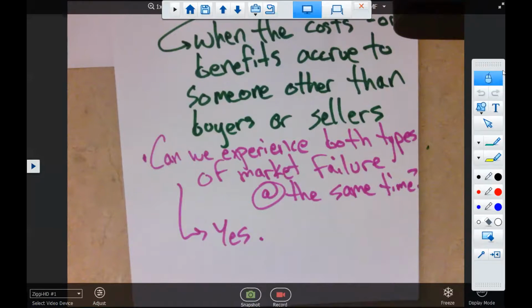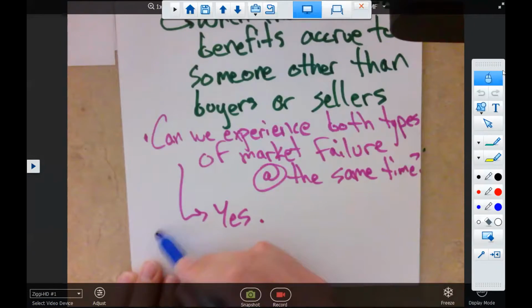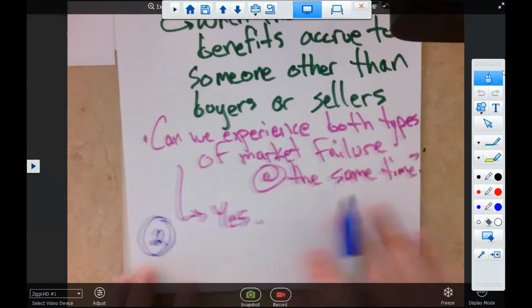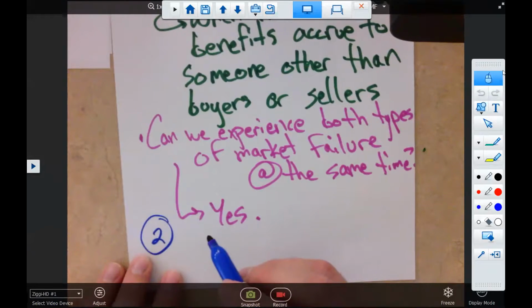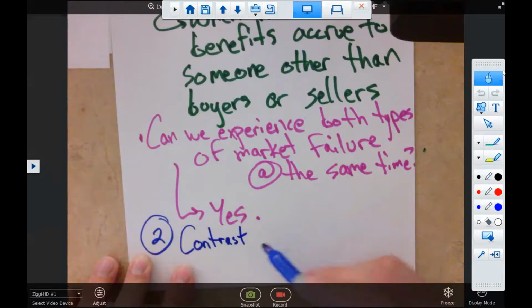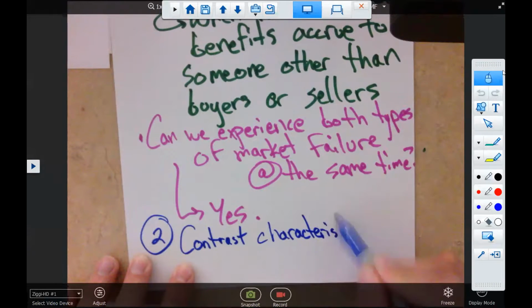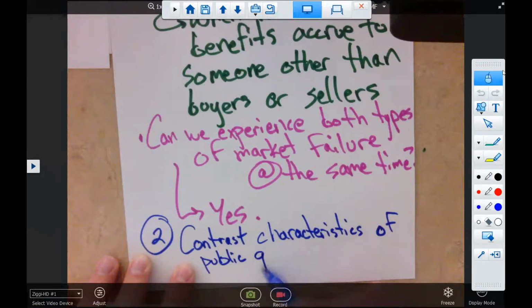So what are the, second question. What are the characteristics of public goods compared to private goods? So contrast the characteristics of public goods versus private goods.